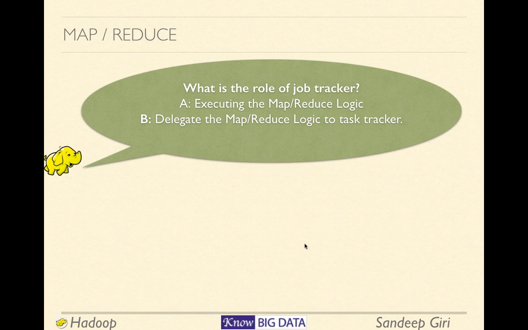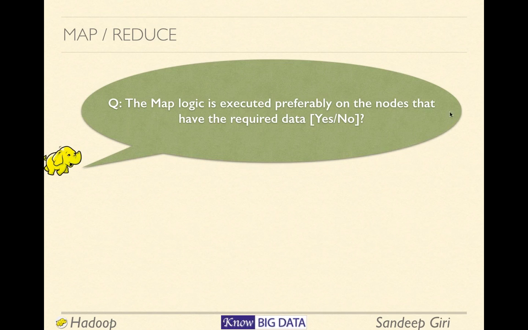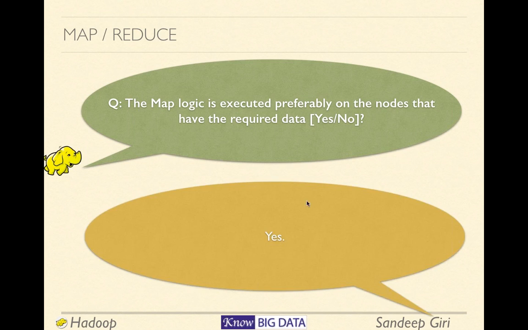So now another question to you guys is, what is the role of a job tracker? What is the role of a job tracker? Executing MapReduce job or delegating it? Excellent. So everybody is good. Then the map logic is executed preferably on the nodes that have the required data. Yes? Okay? Great.